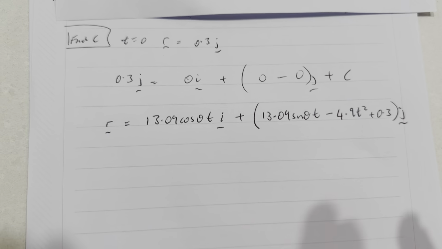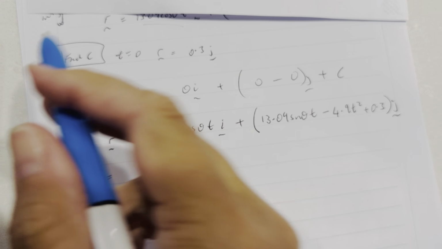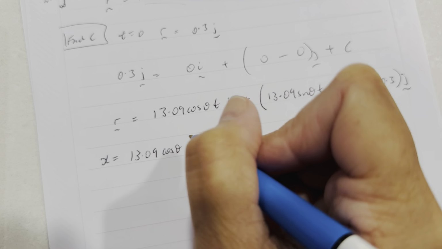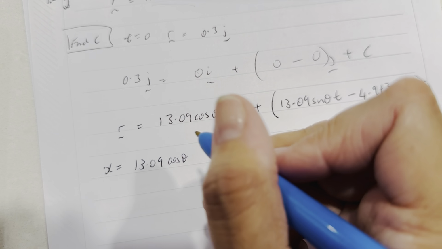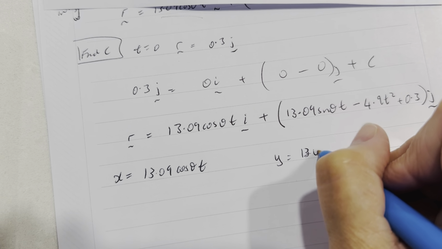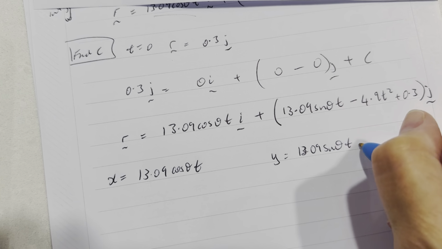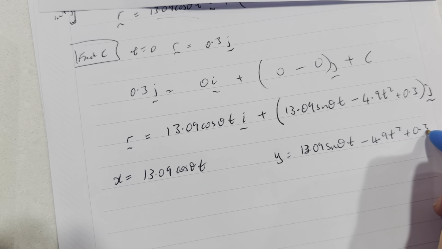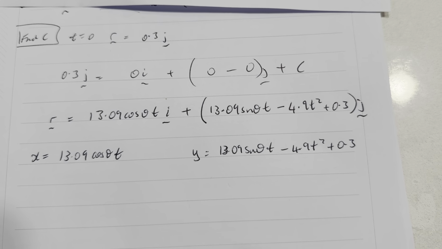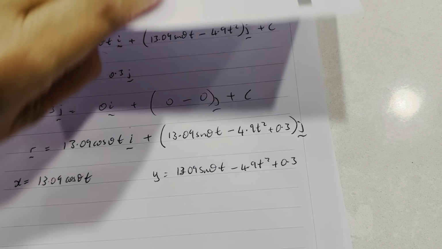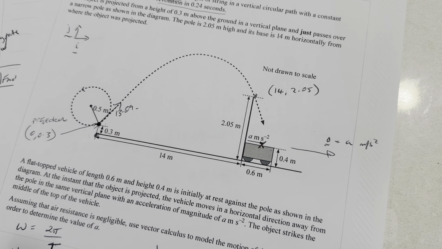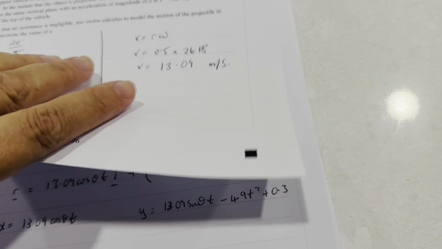So I'm going to go back and put this in parametric form. So X moving along is going to be my 13.09 cos theta T, and my Y is going to be 13.09 sine theta T minus 4.9 T squared plus 0.3. What I want to do is create a Cartesian equation that maps this projectile motion. So that's where I'm going here with my parametric form. I want in X's and Y's so I can get a Cartesian.